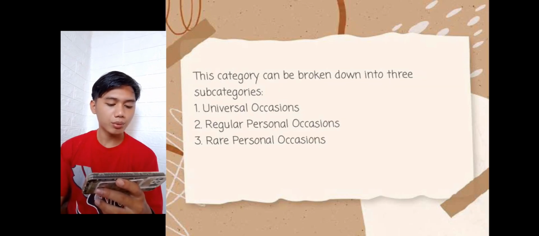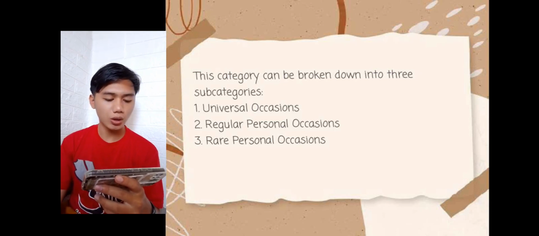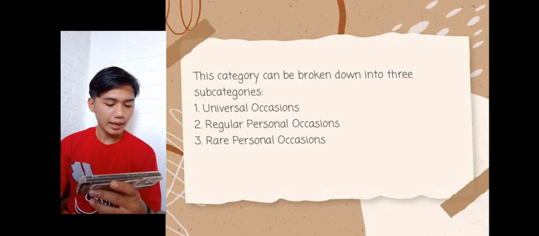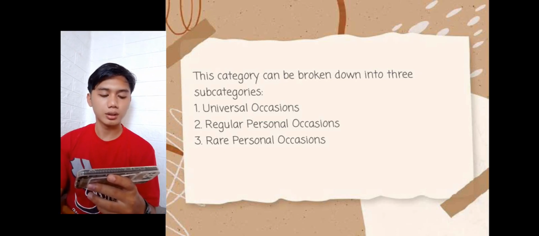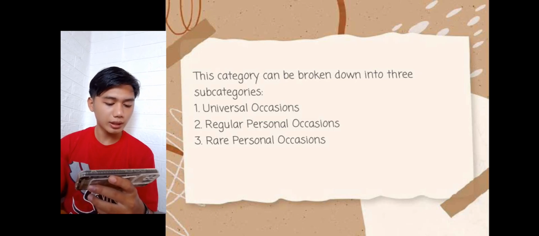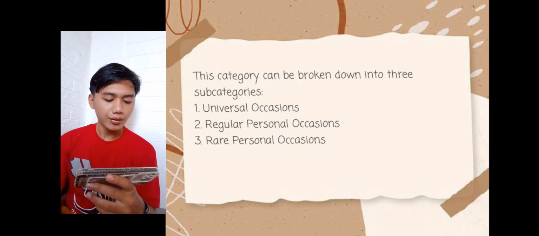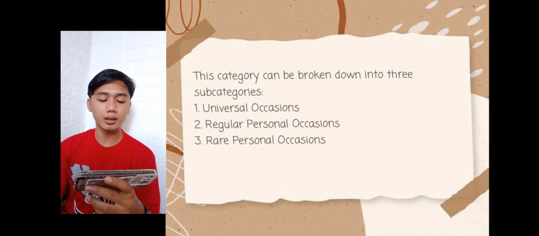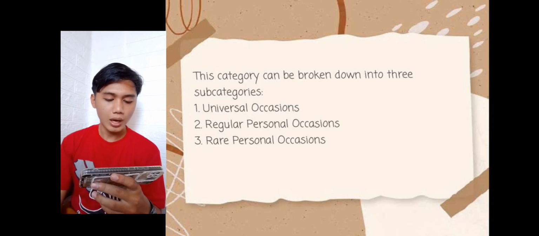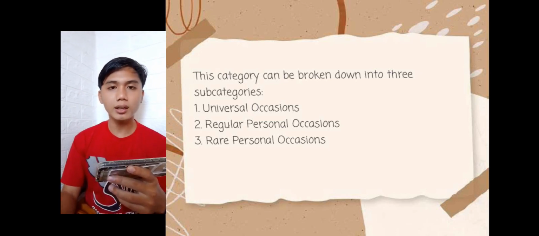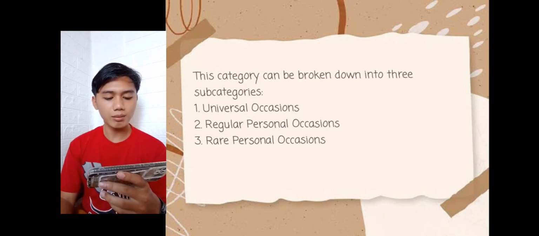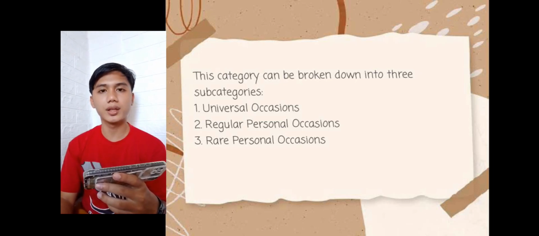This category can be broken down into 3 subcategories. These are universal occasions, regular personal occasions, and rare personal occasions. So let's discuss first the universal occasion. This applies to the majority of consumers within a certain demographic. For example, consumers are generally more likely to make purchases during the holiday season each December than they are throughout the rest of the year.